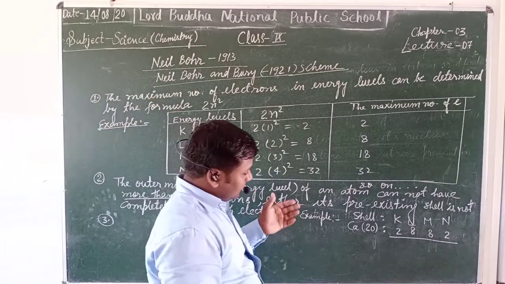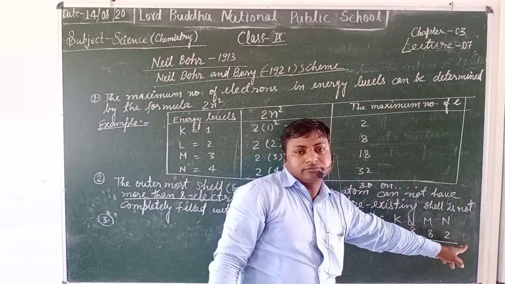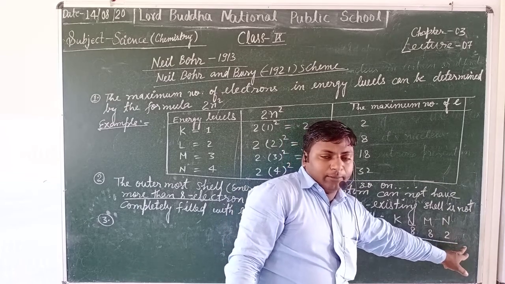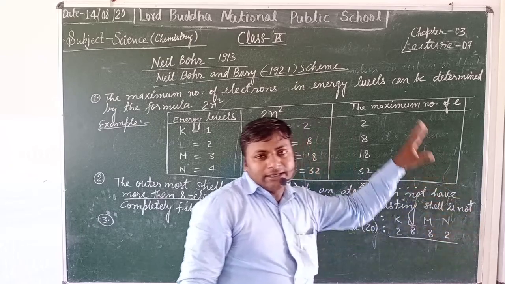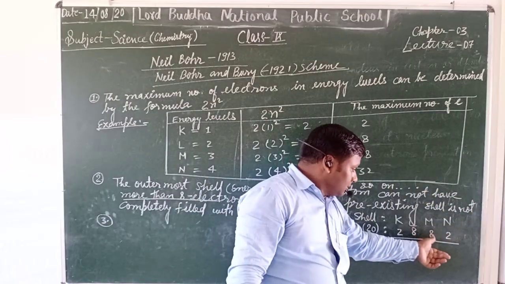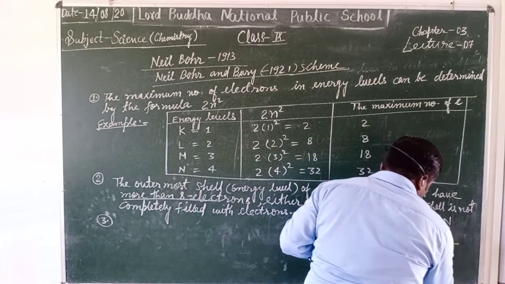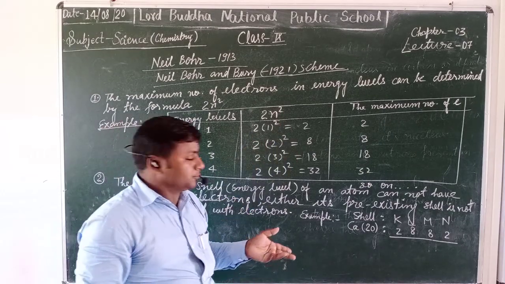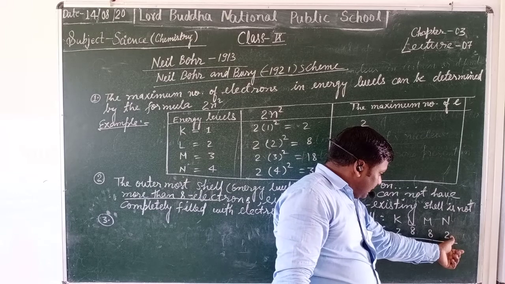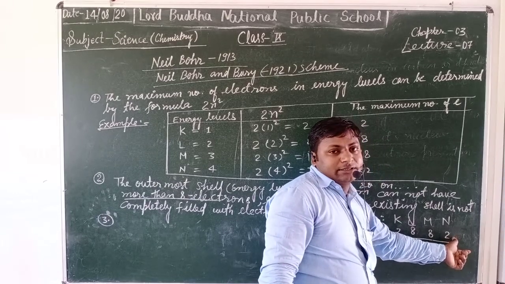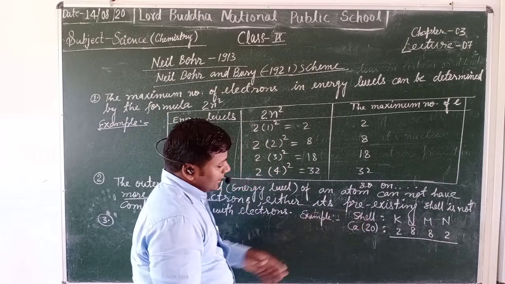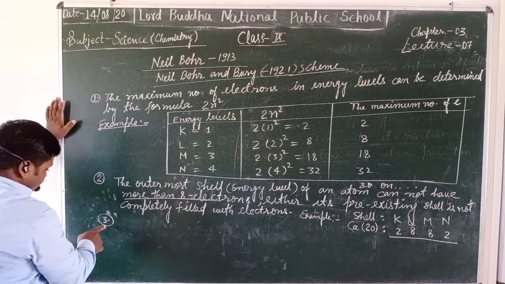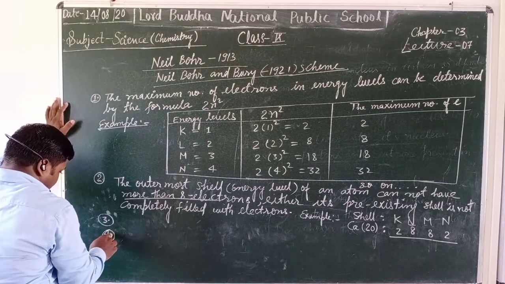Bohr-Bury further state that if the outermost cell of an atom has 2 electrons, then it is not necessary to have filled the pre-existing cell completely, or you can say it may be incomplete. It means no more than 2 electrons can exist in the outermost cell, as given in this example.